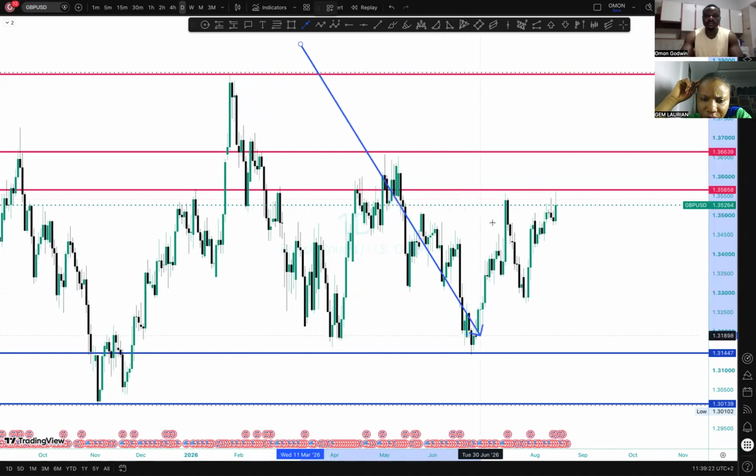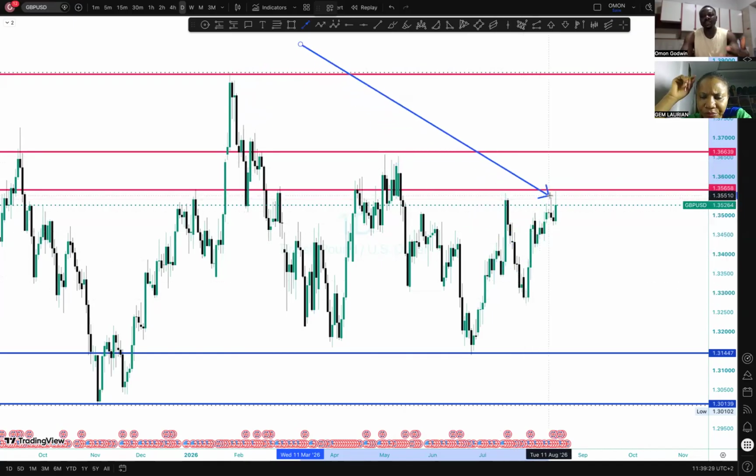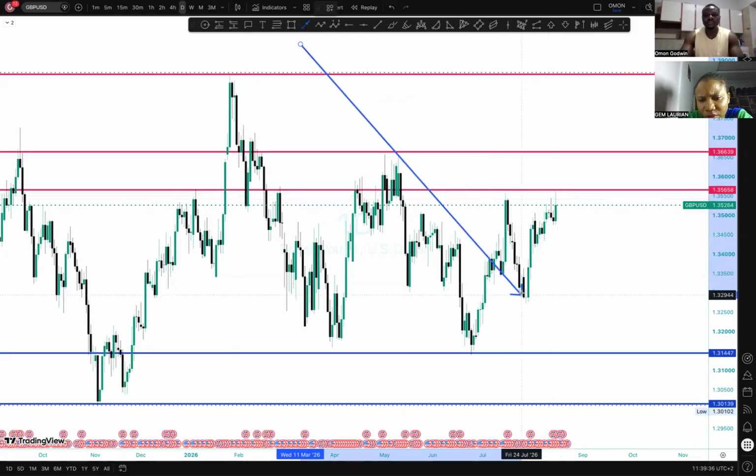Then when the market came back again, it couldn't come to this point. It sold back down. So what does that mean now? There's a probability that this market is going to sell. So if we are selling, where are we going to sell to? Well, we'll be looking down to this point to take our profit from.